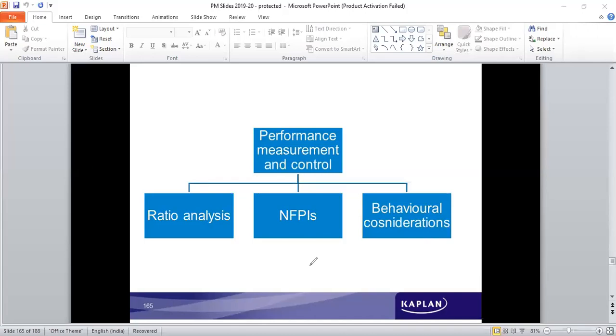The next topic we have is performance measurement and control. If the performance of the employees in the organization, or the performance at large, has to be measured, we have various tools to take into consideration. The best among them is ratio analysis. With the help of ratios which are calculated, the performance can be measured and analyzed.